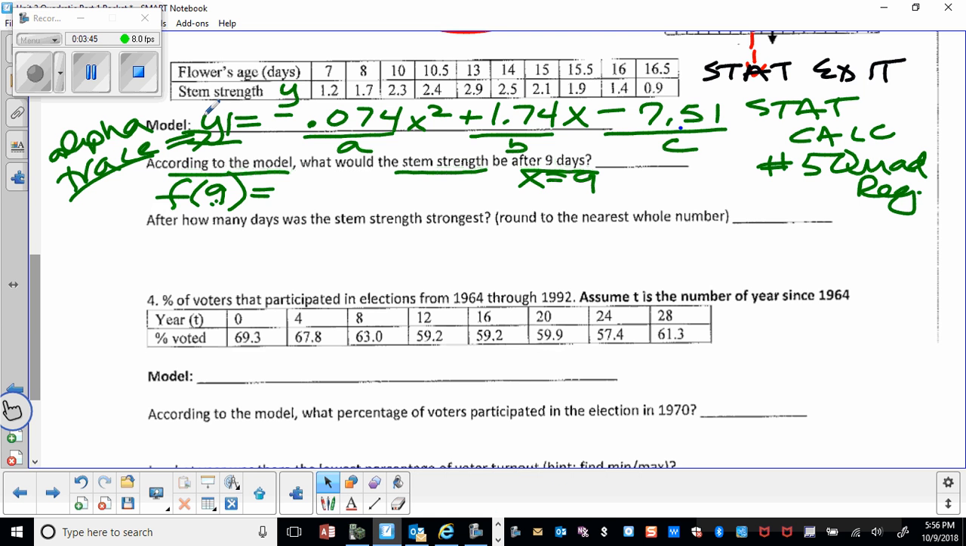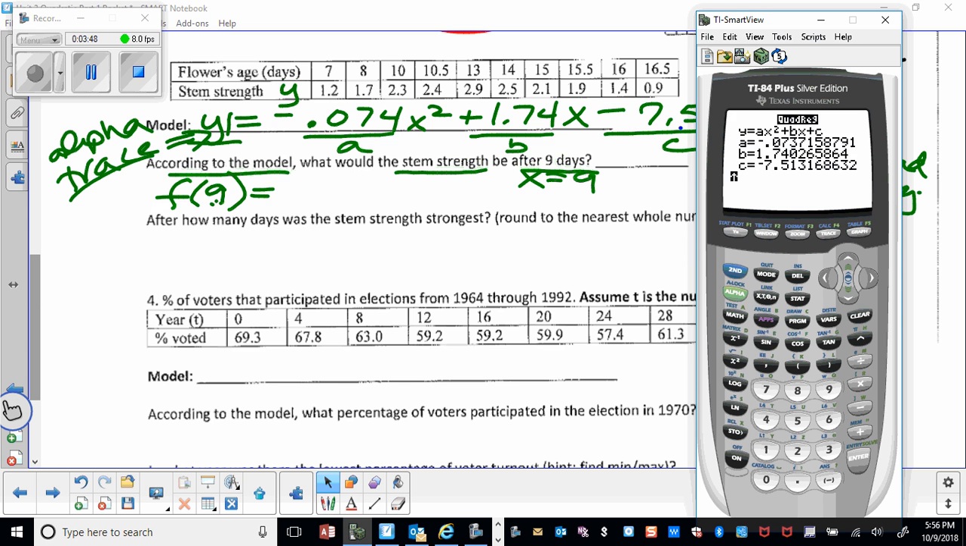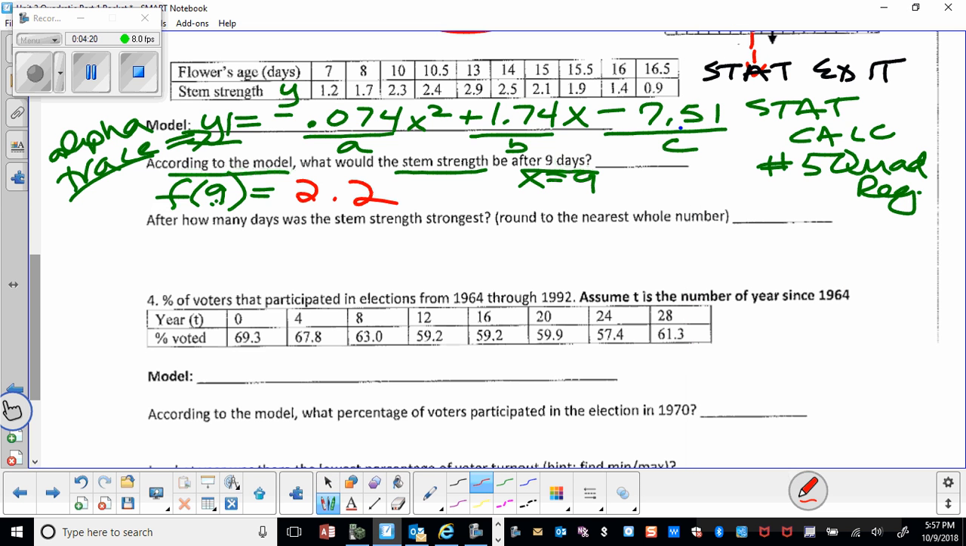So let me go to my calculator, and I'm going to quit out of there, so second mode, and then I'm going to do alpha trace to get my Y1. Okay, that's where my function is stored. And so I want to put in a value of 9 into the function, and I want to know what is going to come out. What would be the stem strength? And so it would be 2.18. Actually, they just go to tenths place, so I'll just say 2.2. And there's no units or anything, just 2.2.